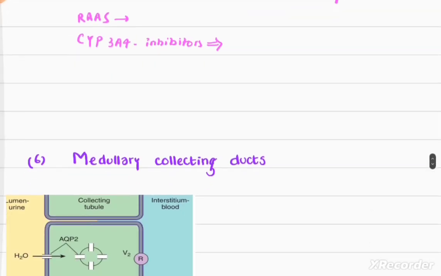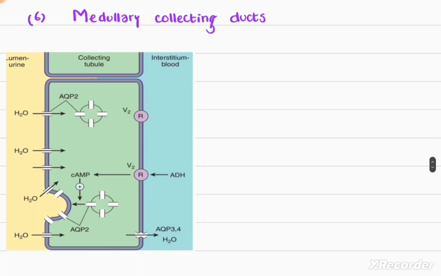Now we'll move on towards the medullary collecting duct. This is the last part of the kidney, and in the medullary collecting duct, we have aquaporins, and mostly the water is being transported from the lumen into the collecting tubule, and the transportation of water is mediated by the aquaporins.